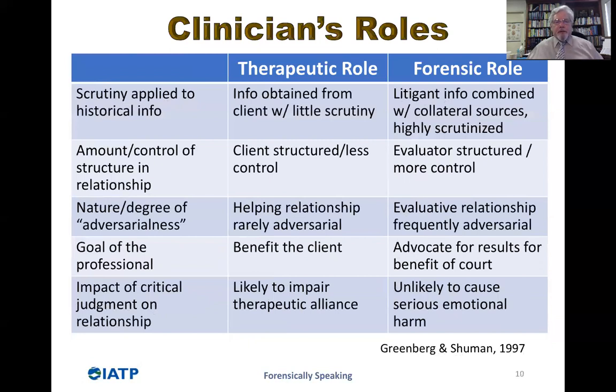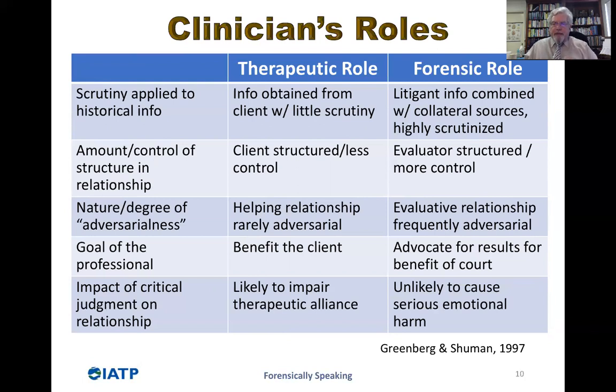That leads us then to the scrutiny applied to the historical data. How are you looking at that historical data? With the therapeutic role, it's obtained and there's no scrutiny whatsoever. You're looking for the pieces that are going to help that client. If it's not going to help the client, then you're not interested in it. We don't need to go down that rabbit trail. In the forensic setting, it is very much of a concern for collateral sources and being very, very persnickety about whatever facts you can find.